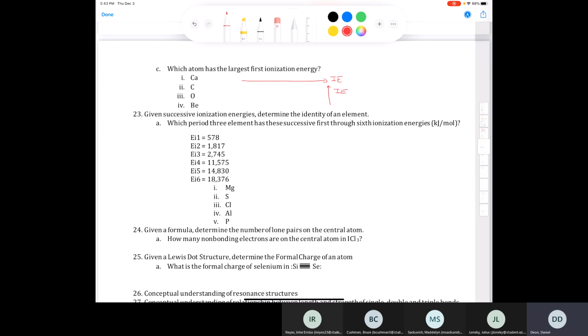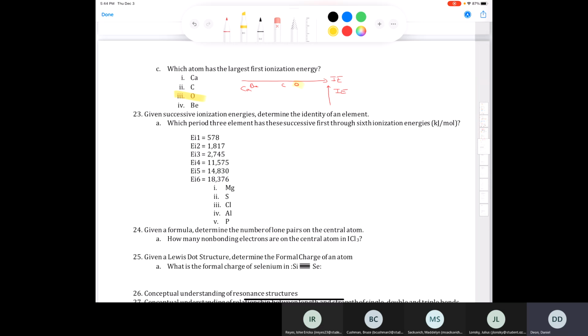And so if we compare these elements, what do we got? We got calcium over here. We've got oxygen, which is up here higher, and we have carbon over here, and then we have beryllium, which is way over here. Well, based on my trend, oxygen is definitely going to be the highest. So there we go.